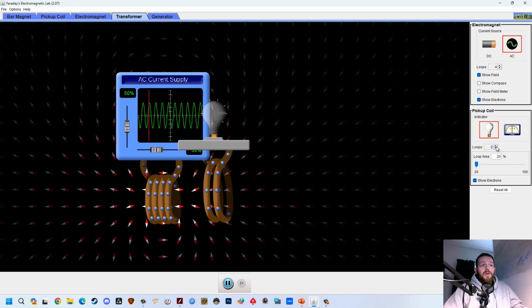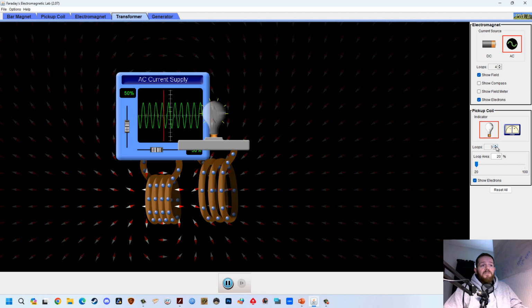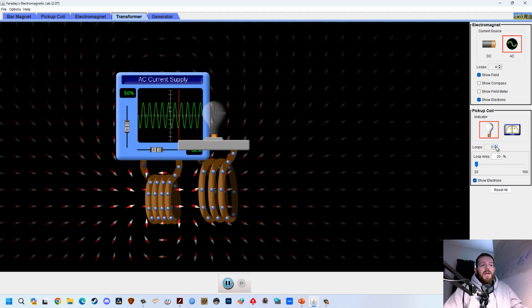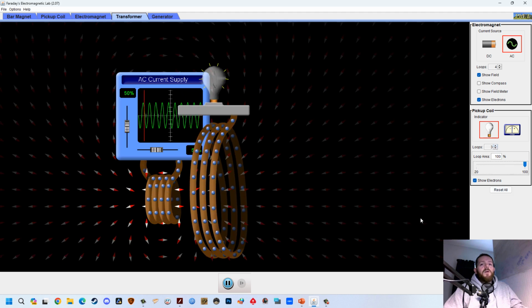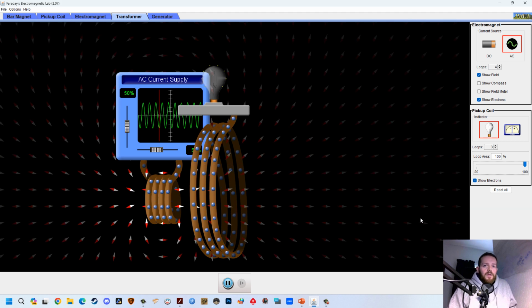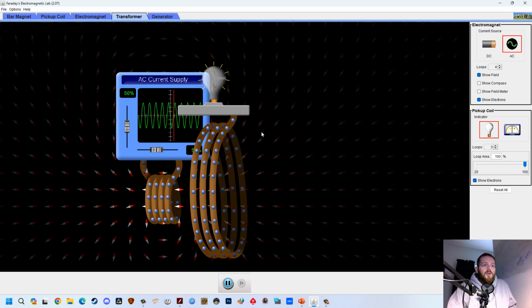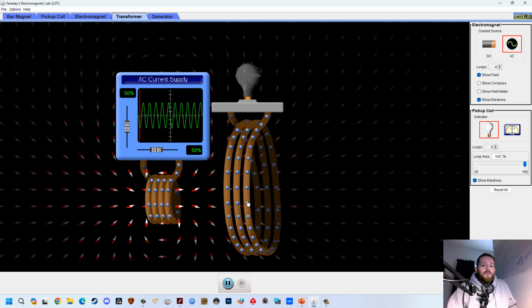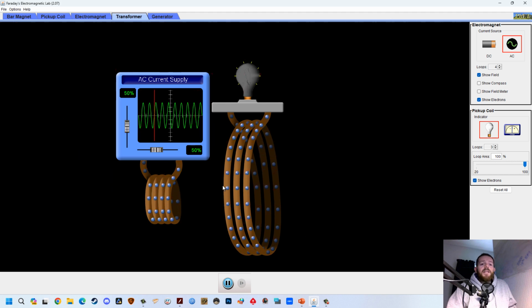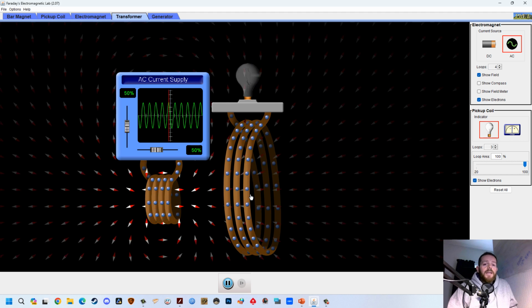Oh, the bulb just got a bit brighter. 3, can't really tell much difference there. 3 is the maximum. What about if I make the loops bigger though? If I make the loops bigger, all of a sudden I've got a light there that's quite bright. Notice how those two things are not connected. If I move these away, there's no connection between that coil and that coil. There's nothing there. There's no connection between them. It is inducing a current in this secondary coil.